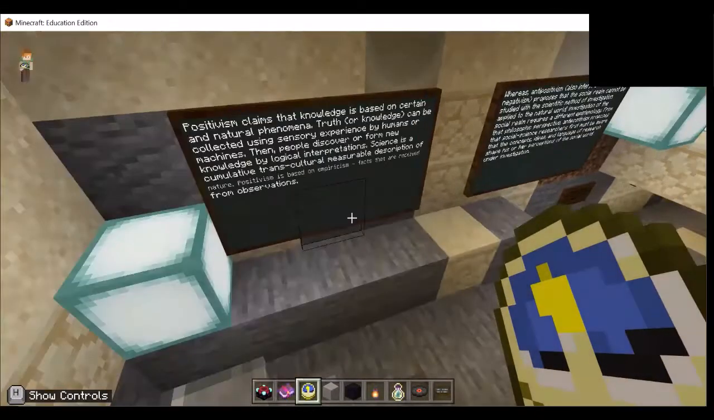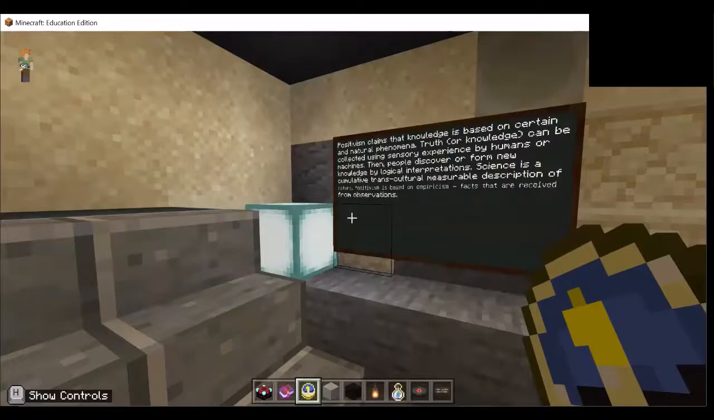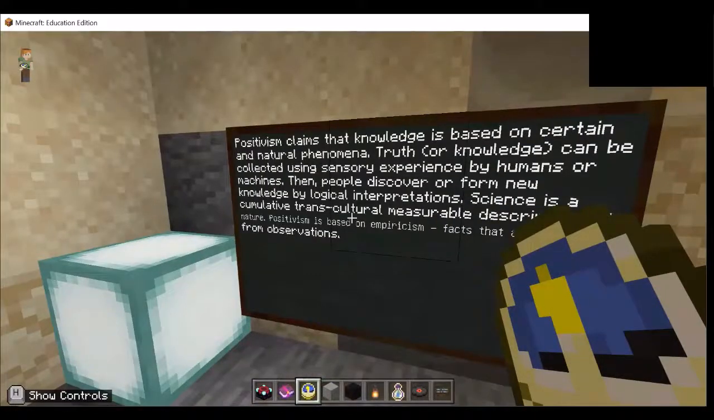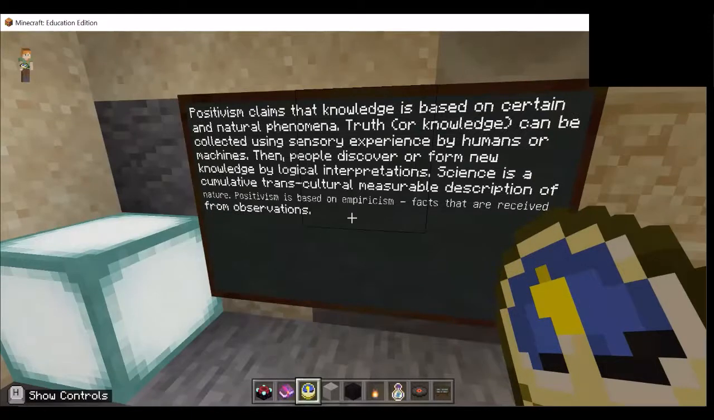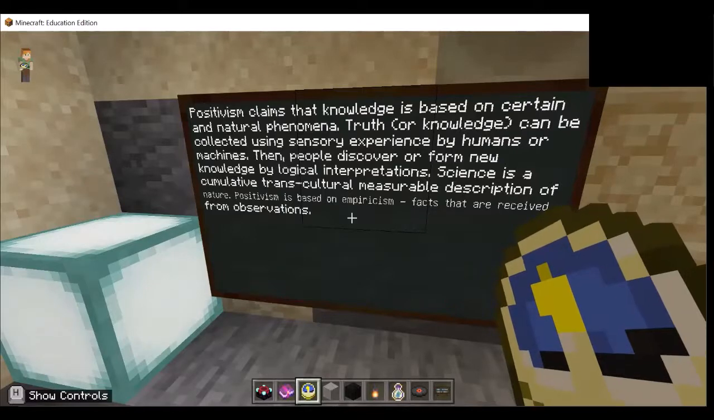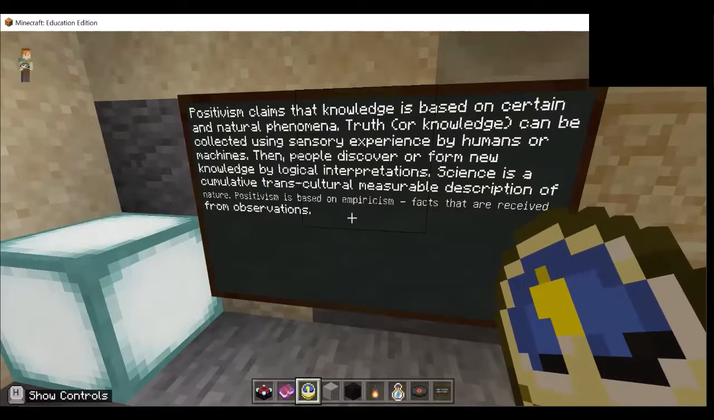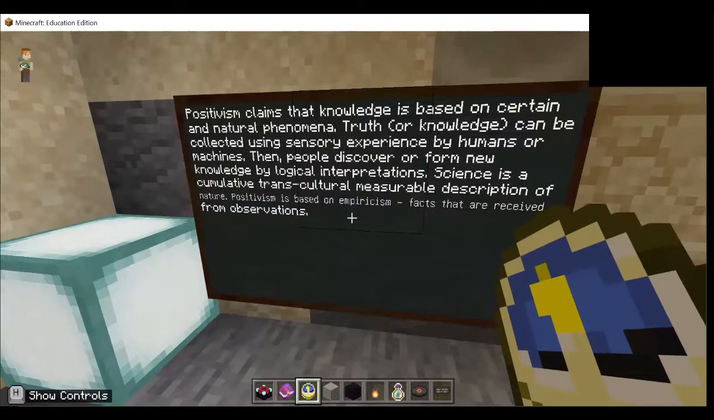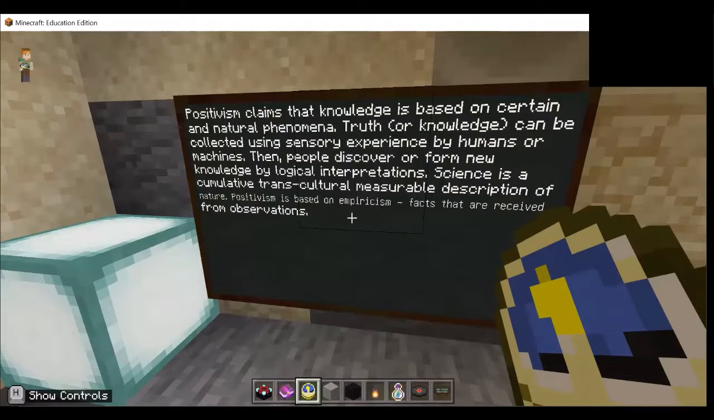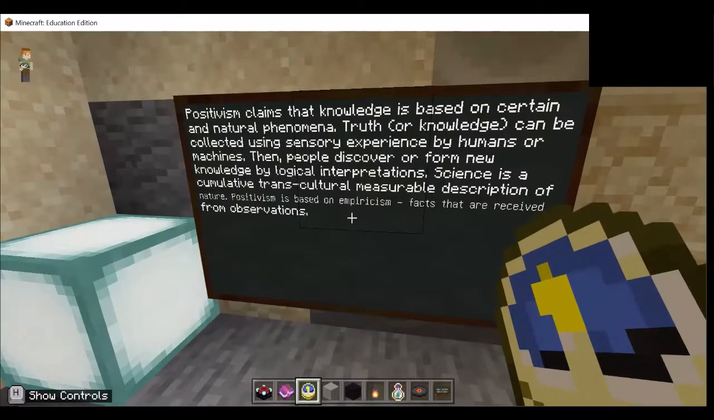So this poster here says that positivism claims that knowledge is based on certain and natural phenomena. Truth or knowledge can be collected using sensory experience by humans or machines. Then people discover or form new knowledge by logical interpretations. Science is a cumulative transcultural measurable description of nature. Positivism is based on empiricism, facts that are received from observation. So this one is a more scientific approach.